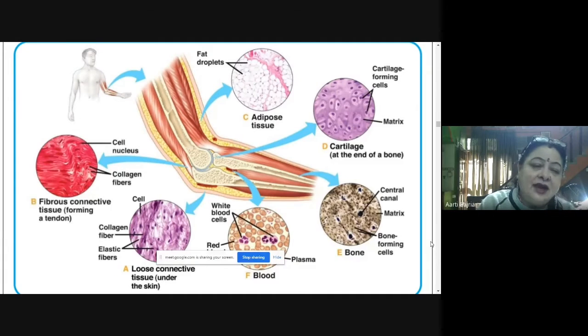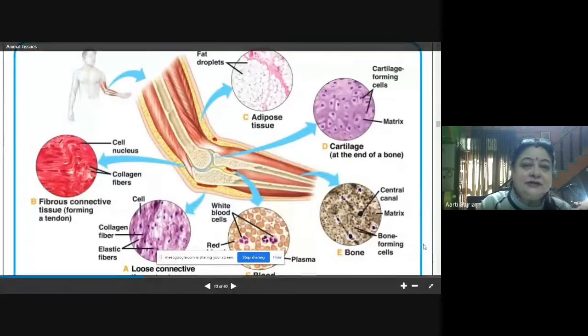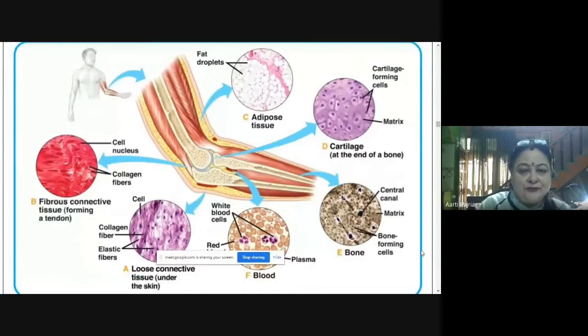And then there are fibrous connective tissues, such as tendon. So they are also present there. Tendon is the connective tissue which is connecting the bones with the muscles. And ligament is the connective tissue which is connecting the bone with the bone.